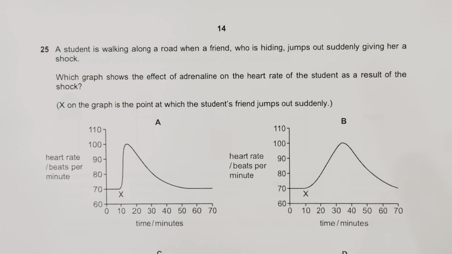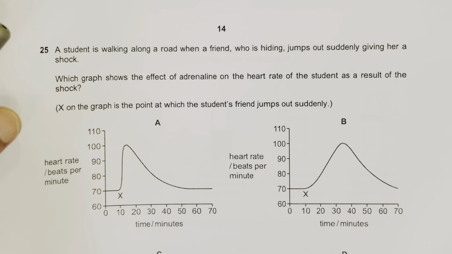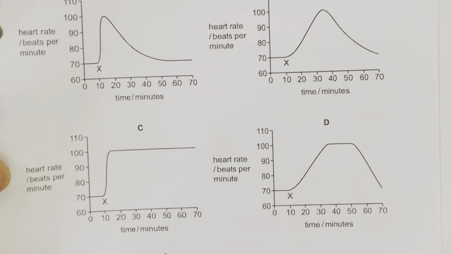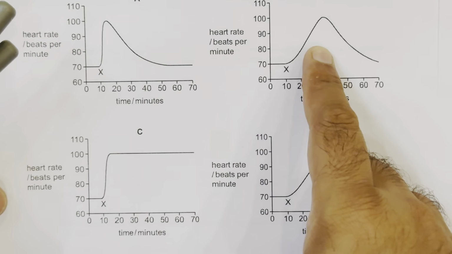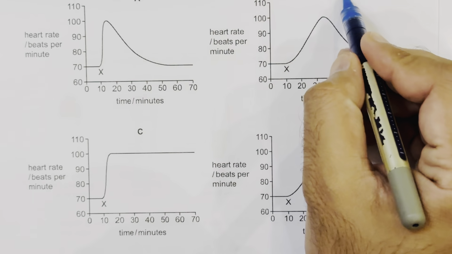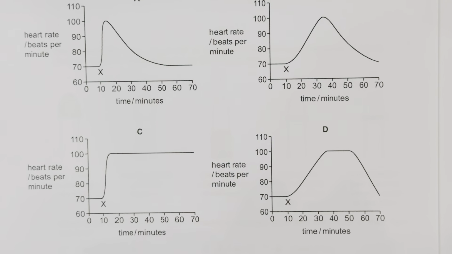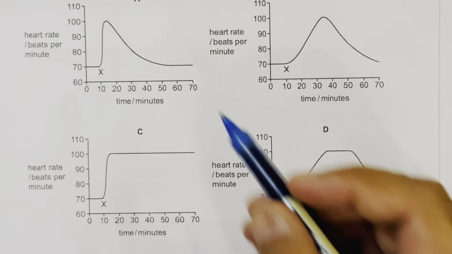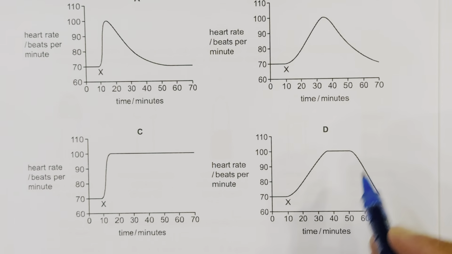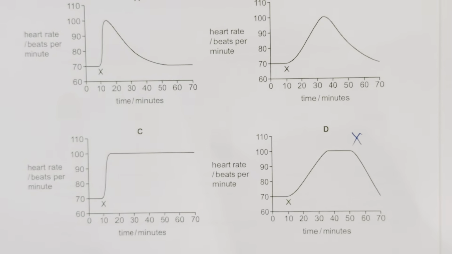25 is that a student is walking along a road when a friend who is hiding jumps out suddenly, giving her a shock. Which graph shows the effect on the heart rate of the student as a result of the shock? X on the graph is the point where the student's friend jumps out suddenly. It is a sudden jump, so it should not be stable or increasing gradually. It should increase suddenly. So option number A and C are showing the sudden increase. So we're going to choose those.